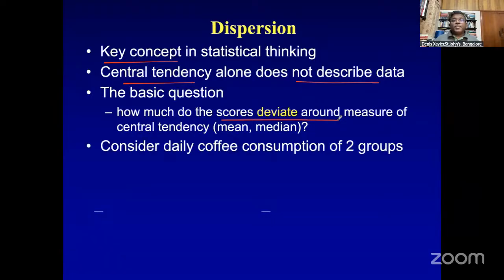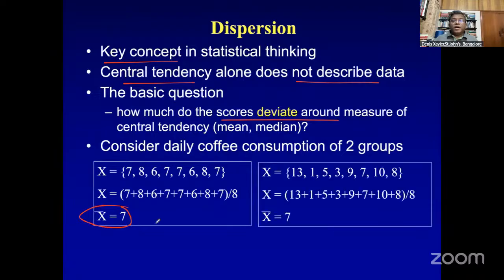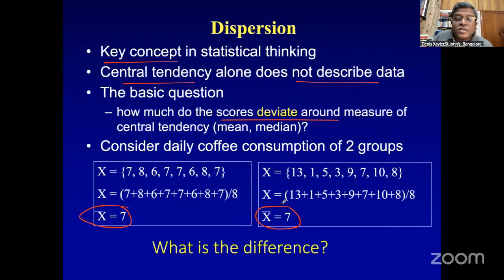Now look at this. Coffee consumption of two groups. Group 1, mean is 7. How many data points? 1, 2, 3, 4, 5, 6, 7, 8 data points. Mean is 7. How about this? This also, the mean is same. Any difference between the two groups? Satya, what do you think? What's the difference between group 1 and group 2?